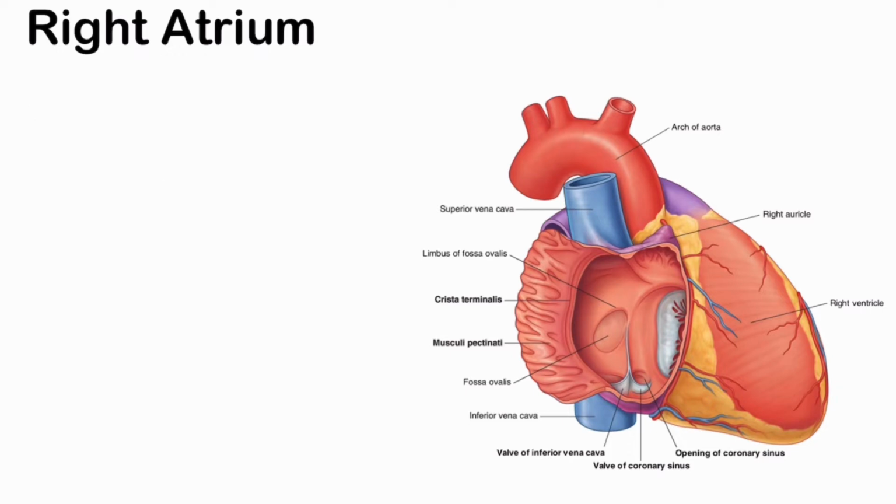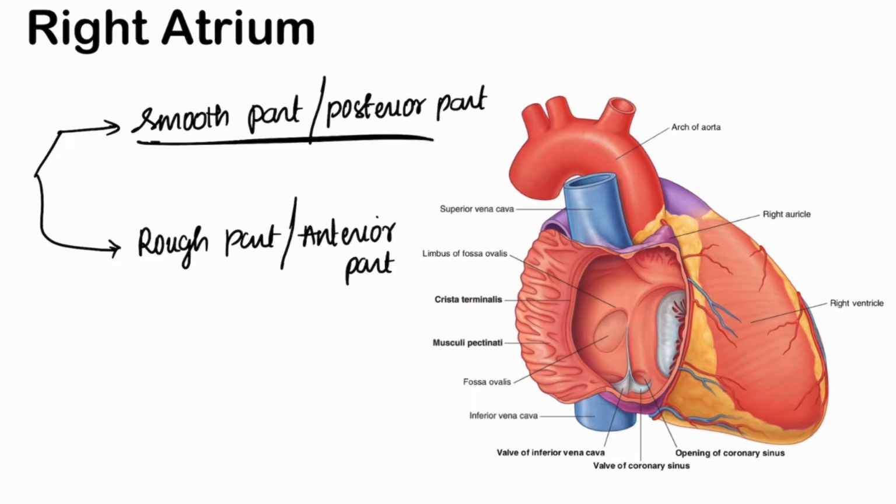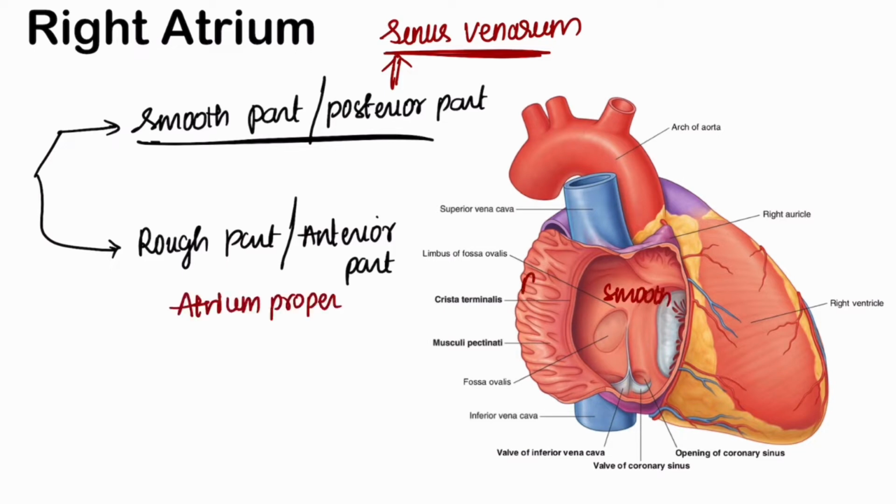Right atrium has two parts. They are the smooth part and the rough part. The smooth part is also known as the posterior part, and the rough part is the anterior part. This smooth or posterior part is also known as sinus venarum. This is the smooth part here. This is the rough part here.